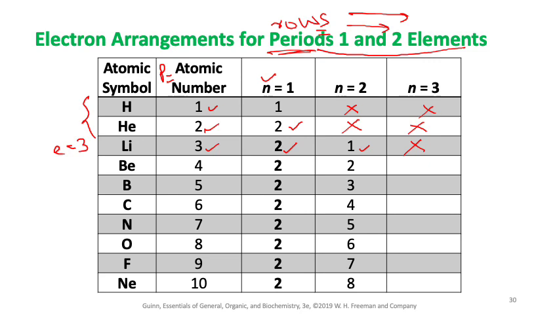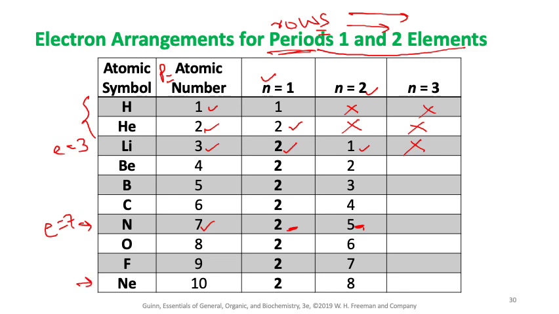So let's take an example. Let's say nitrogen, atomic number 7. How many electrons? 7. Out of the 7, the first 2 electrons go to energy level 1. How many left? 5. Then all the 5 can go to energy level 2, because how many can it accommodate? 8. So 5 can easily be accommodated in energy level 2.